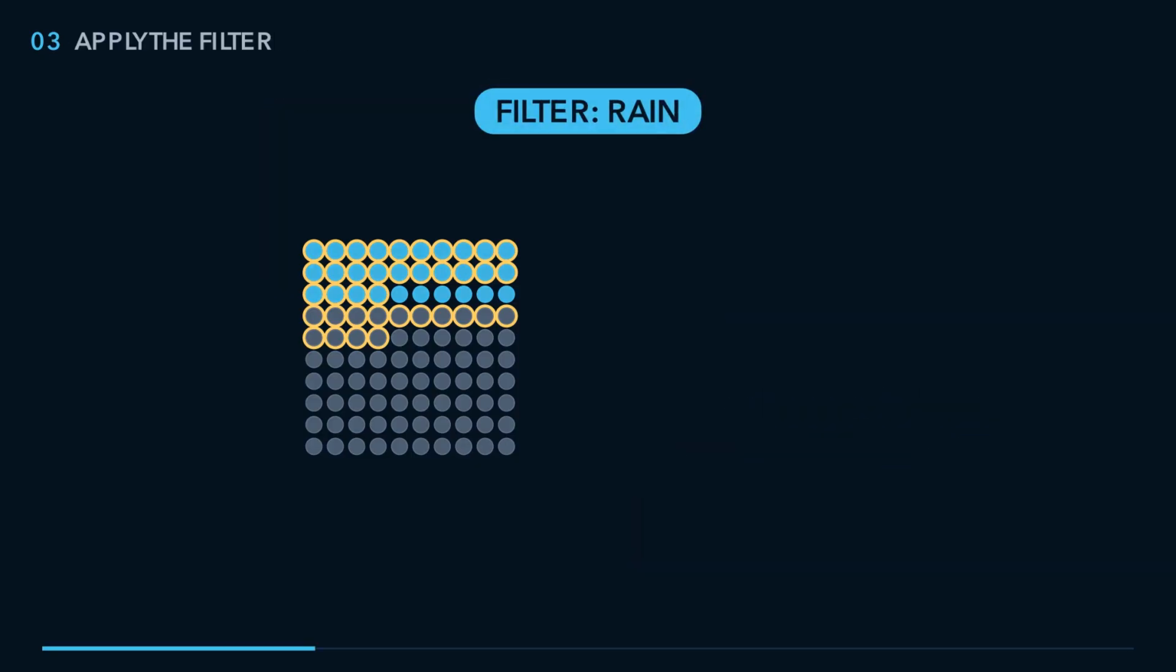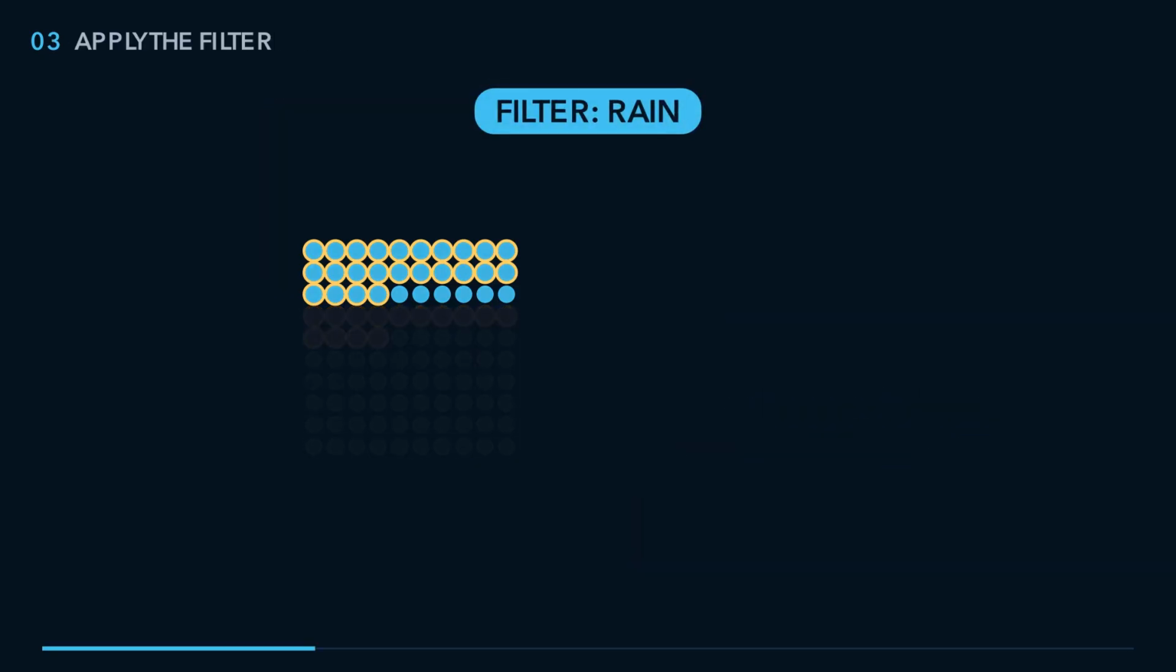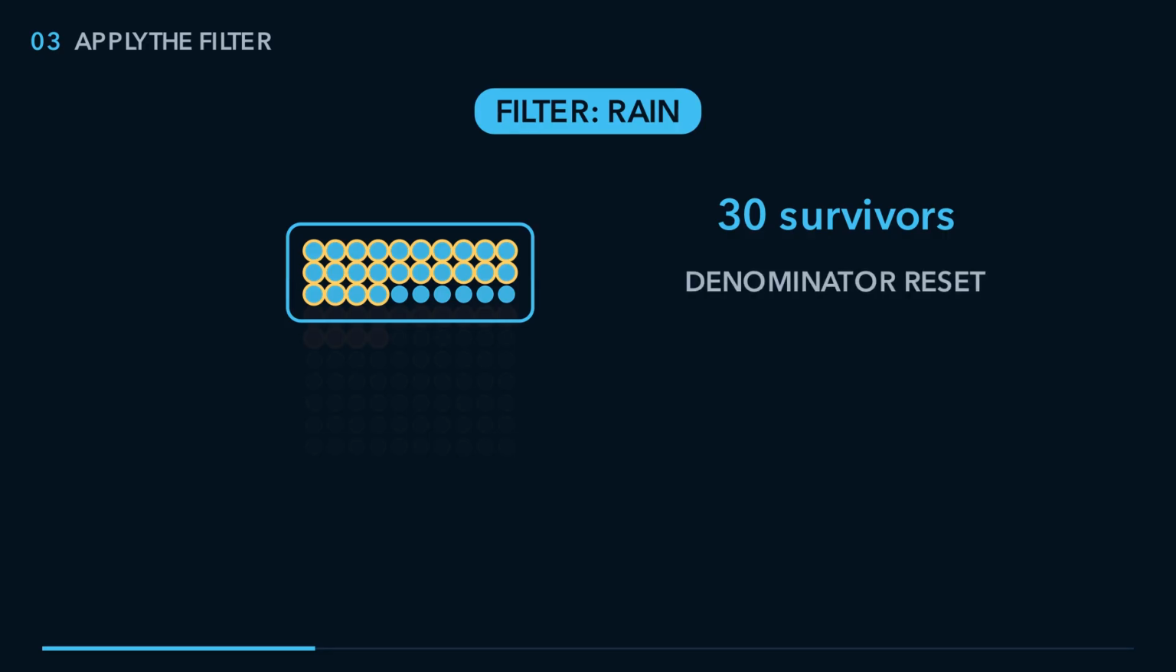Now apply the rain filter. The 70 dry day dots fade away. Nothing mysterious happened to them. They simply fail the condition. Our active world now contains only 30 rainy day commuters. This is the important reset.